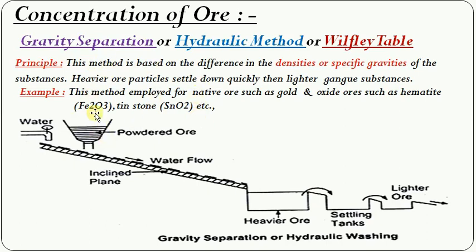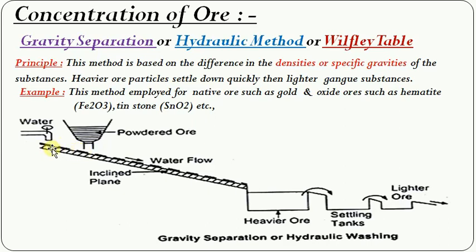The main idea is that the hematite ore is heavy, whereas the impurities are lighter, so it will settle down very quickly. You can see the setup here. The powdered ore is taken in the hopper and a jet of water is allowed through. This is a corrugated table, in a sloped manner, or inclined plane. When the powdered ore is poured on the corrugated plate, the jet of water is allowed to pass through. Here you can see some grooves.